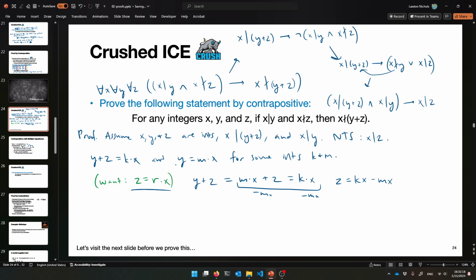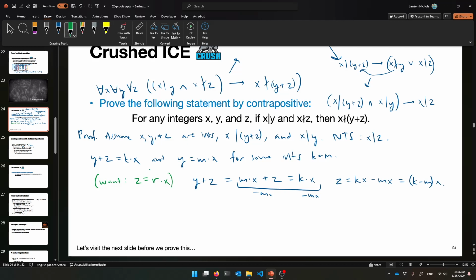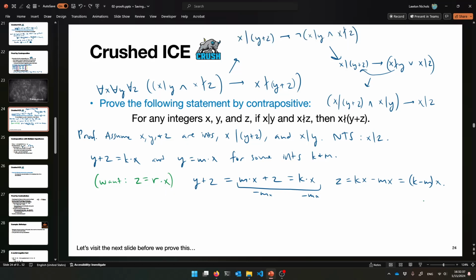And I'm looking for something that looks like this. I need x times something, some integer, to make z. Can I factor this? Yeah, I totally can. Factor an x out. So this is equal to k minus m times x. And I'm just looking for z to be equal to some integer times x. This right here, that's an integer. Does that make sense? That's how you find it. So z is equal to an integer minus an integer, which is an integer, times x.